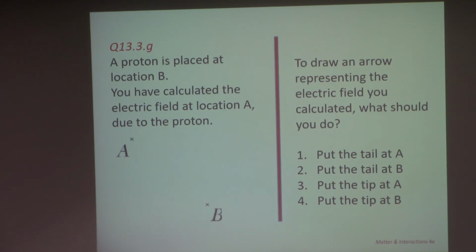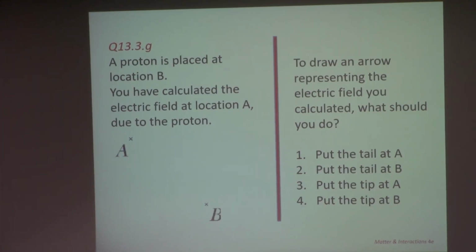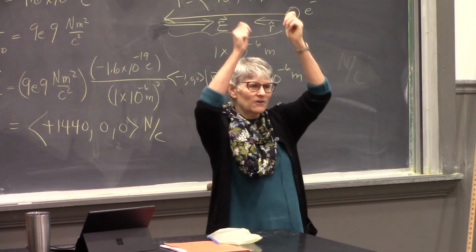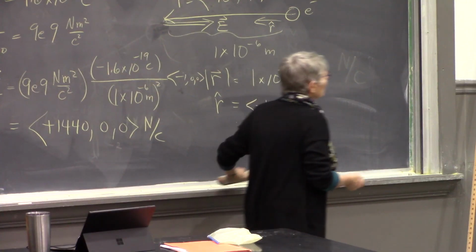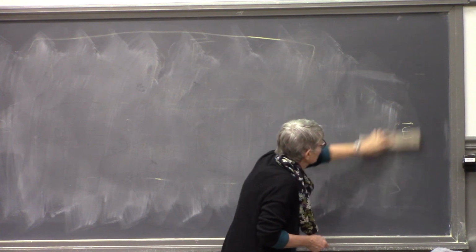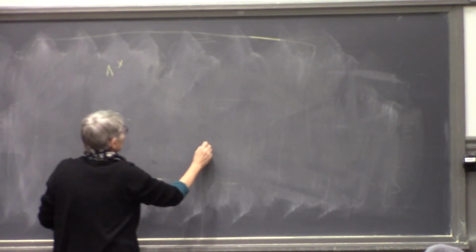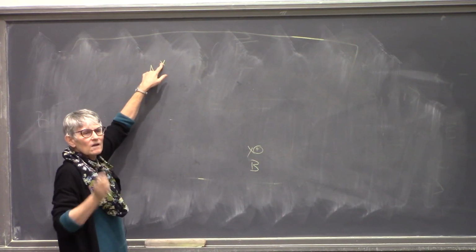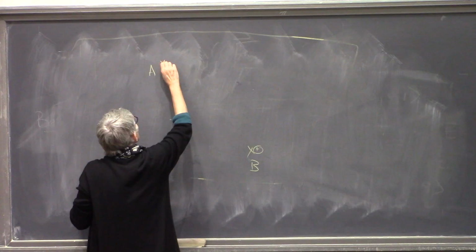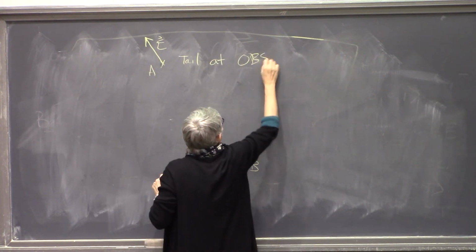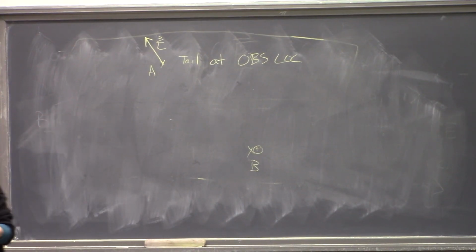Yes, you're going to put the tail of the arrow at the observation location, at the location where you calculated the field, because that's where we know the value. The value of the electric field at location B is either infinite or undefined. So here's our source. We've calculated the field here. To draw the field we've calculated, we need to put the tail at the observation location, to show that that's the location in space where we know the field.